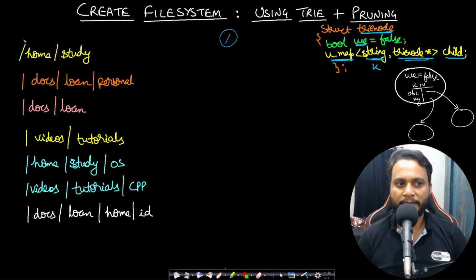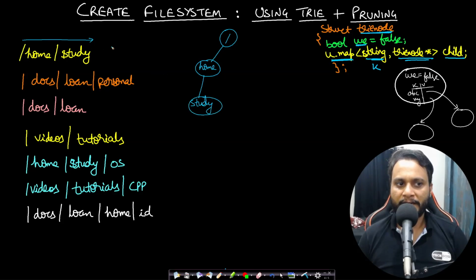In this case, I will be inserting the first one, let's say home and study. So do we have a home folder? No, we do not have a home folder. So let's make a home folder. And inside the home folder, I should have a study folder, which is not present. So let's have a study folder too.